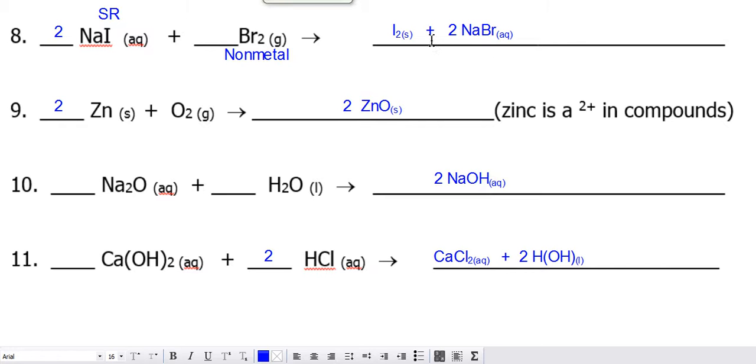Hey, Mr. Murphy, how'd you know iodine was a solid? Again, states of matter for elements. We look at the periodic table. We look over here, we'll find iodine is in black, and black means it is a solid.